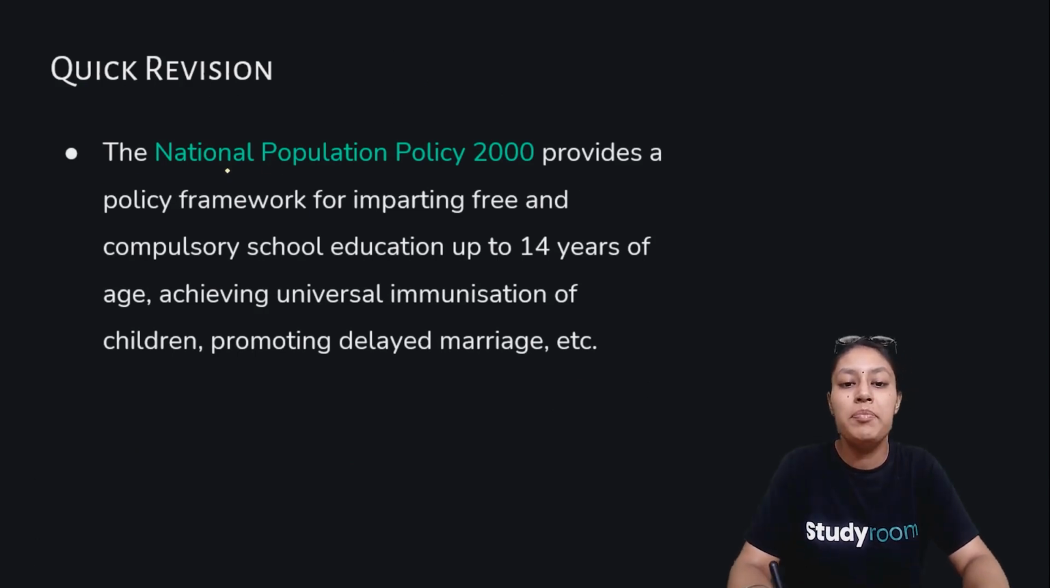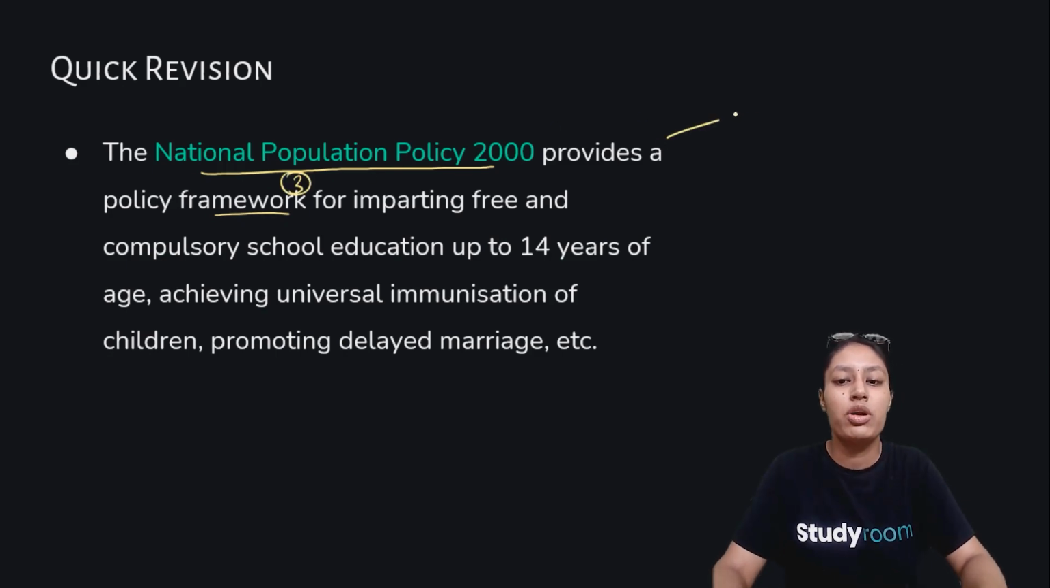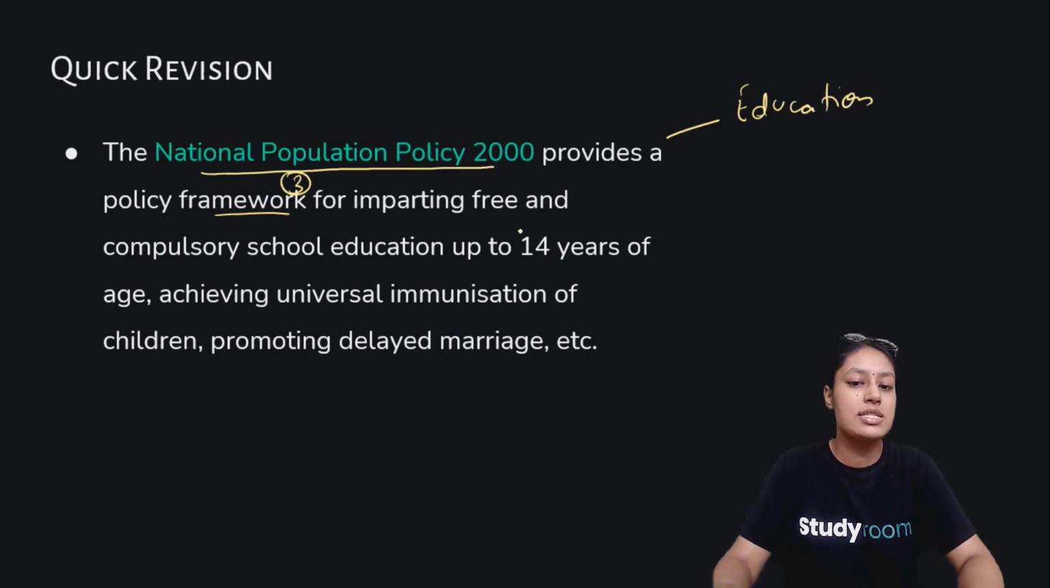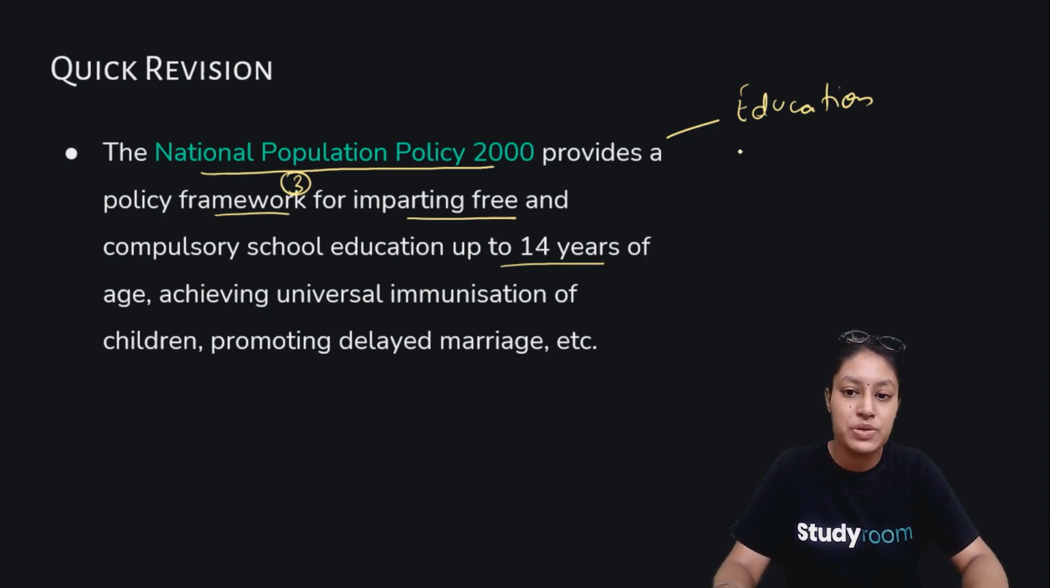Next, about the NPP 2000, which is the National Population Policy 2000. NPP provides a framework which includes three important things. First is a focus on education: the government provides free and compulsory education to all children up to the age of 14 years.